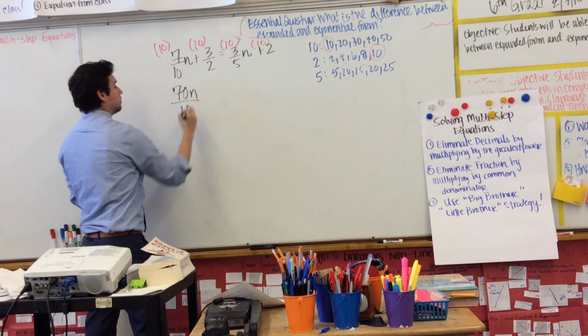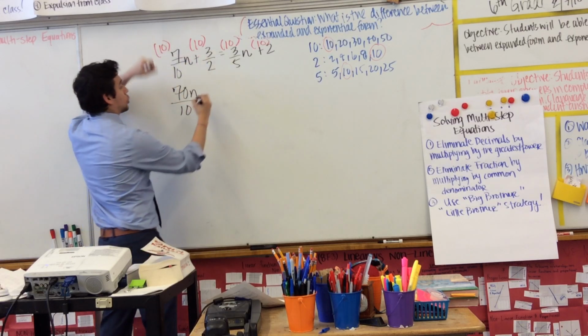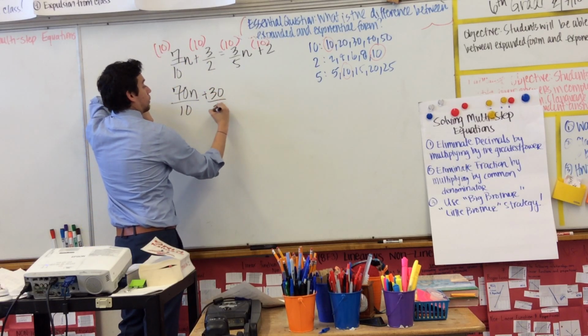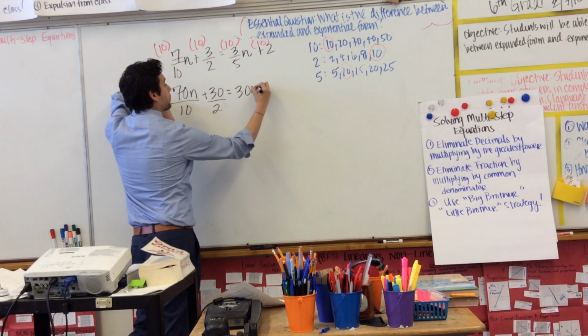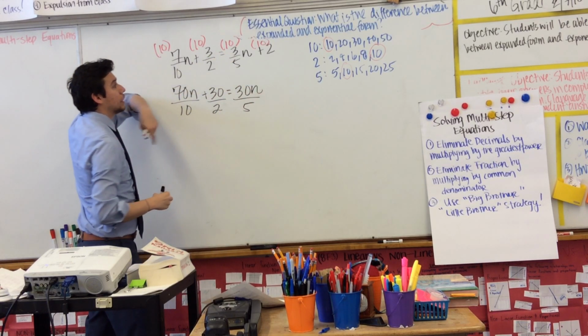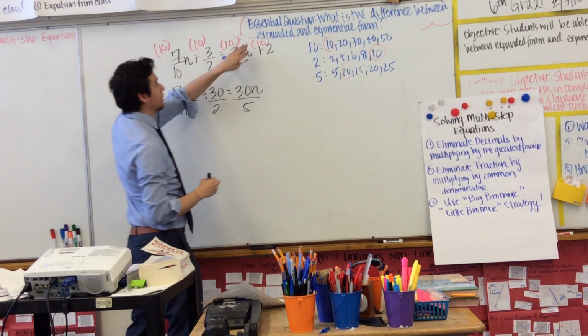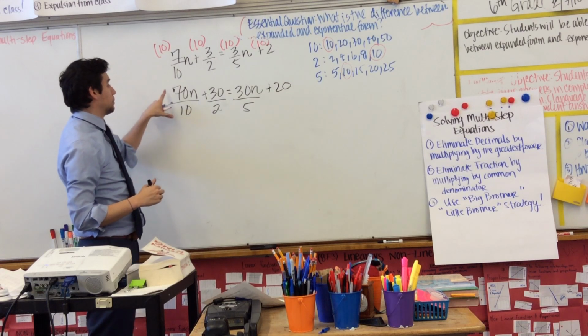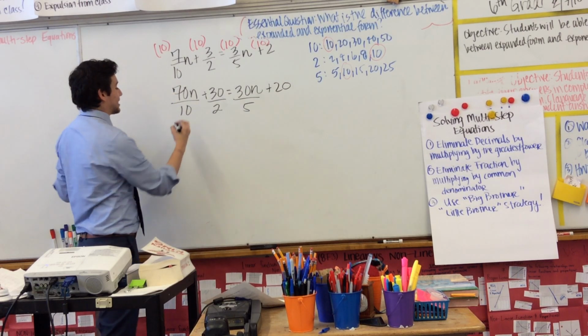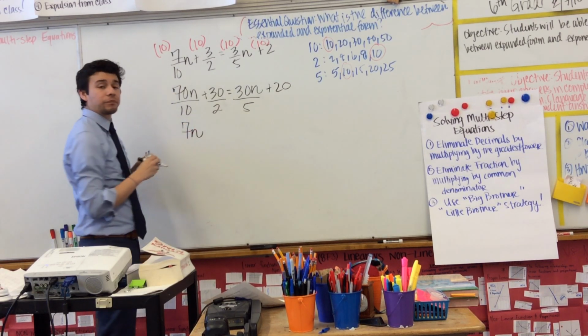70n over 10. 10 times 3 is 30. 30 over 2. 10 times 3 is also 30n over 5. Remember, keep the same denominator. And then 10 times 2 is just 20. There we go. So the next step is 70 divided by 10 is 7n.